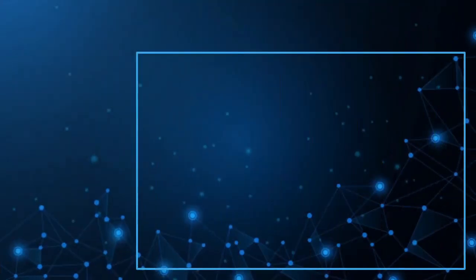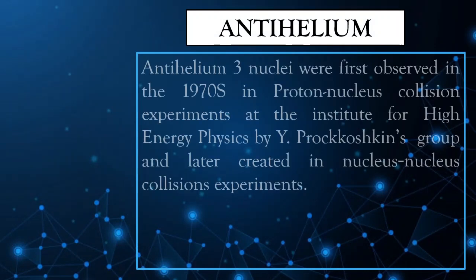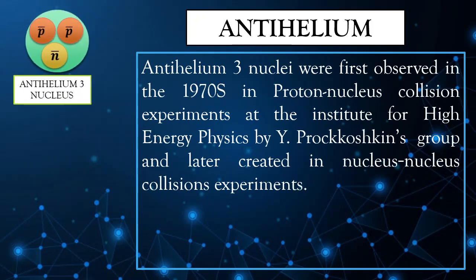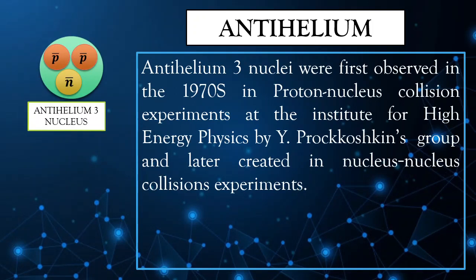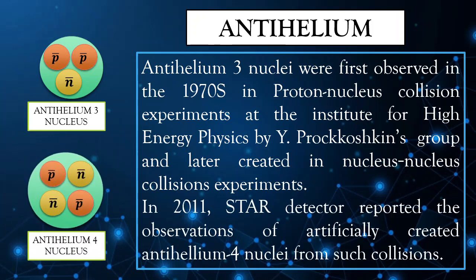The most complex nuclei observed till now in our universe is anti-helium. Anti-helium-3 nuclei were first observed in the 1970s in proton-nuclear collision experiments at the Institute for High Energy Physics by Y. Prokoshkin's group, and later created in nucleus-nucleus collision experiments. In 2011, the STAR detector reported the observation of artificially created anti-helium-4 nuclei from such collisions. So good so far. We are capable of producing antimatter.